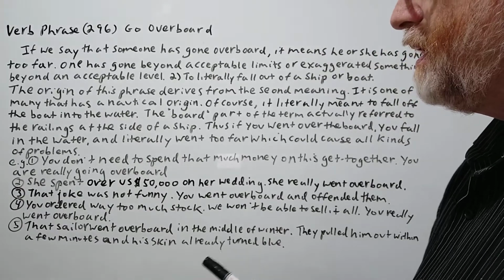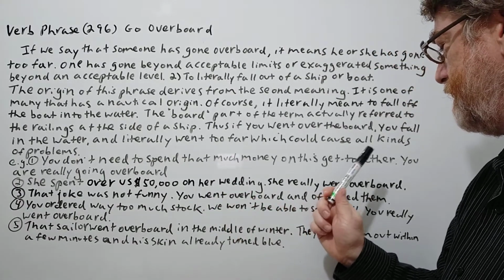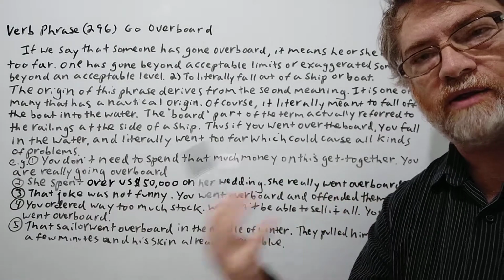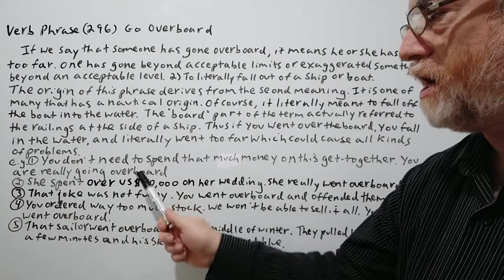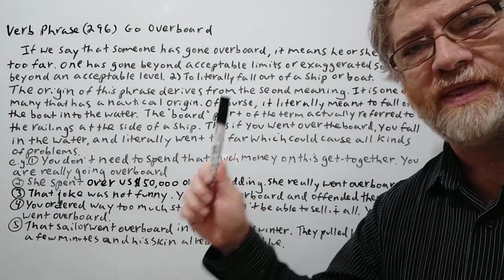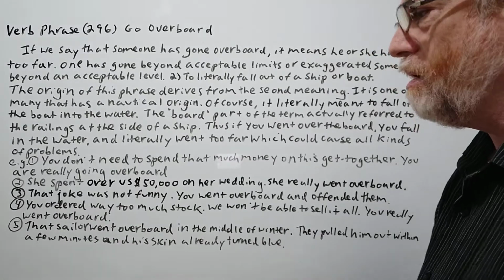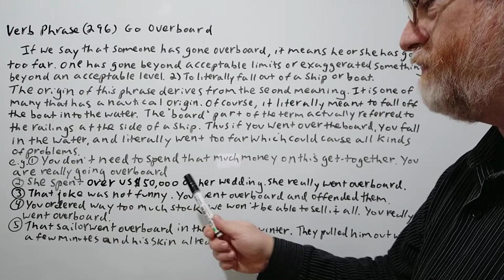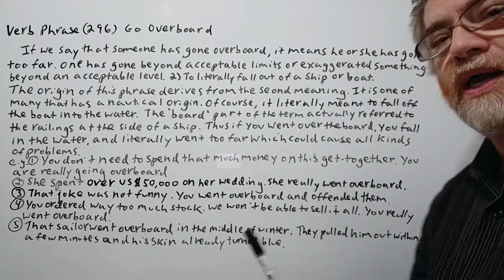All right, let's continue. And we got 5 uses here, 5 example sentences. Here's the first one. You don't need to spend that much money on this get-together, like a meeting of people. You are really going overboard. So for this social event, you don't have to spend that much money. You're going too far. You're going overboard. All right, number 2. She spent over $50,000 on her wedding. She really went overboard.